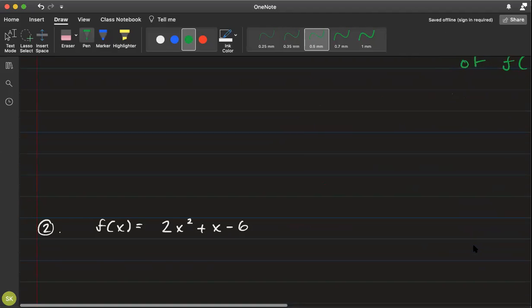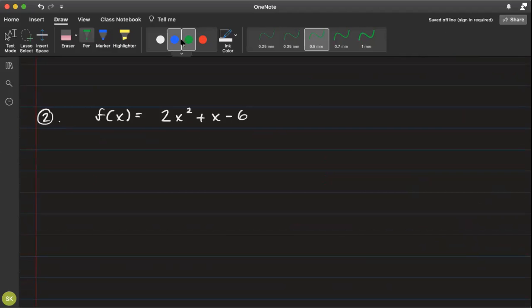Okay, let's move on to this one. 2x squared plus x minus 6. This is something we can factor. Let's see what it is. Negative 6, we want two numbers to multiply to give us, not negative 6, negative 12.